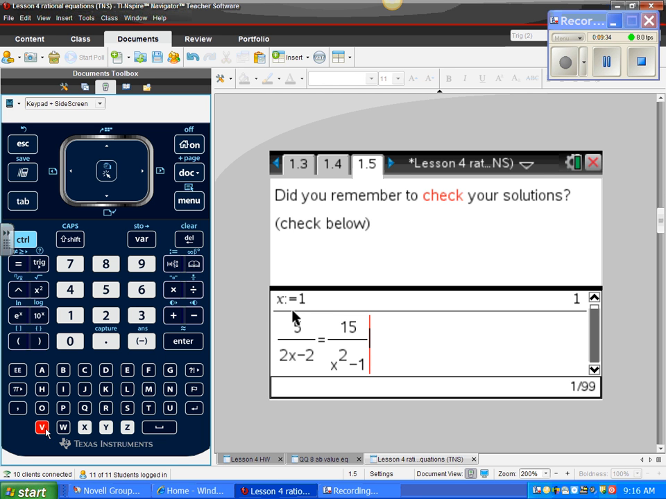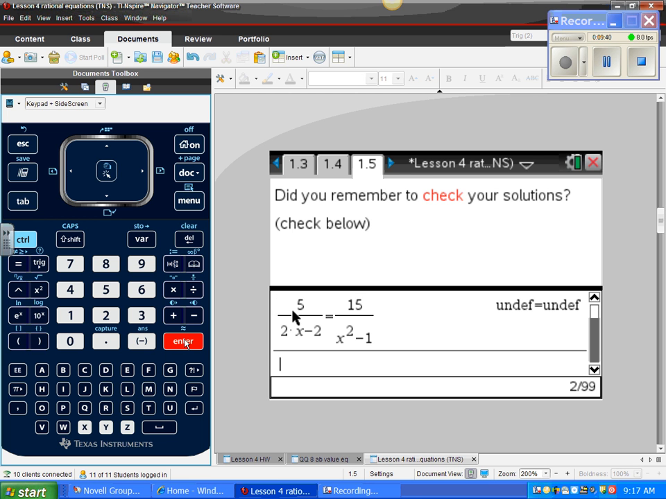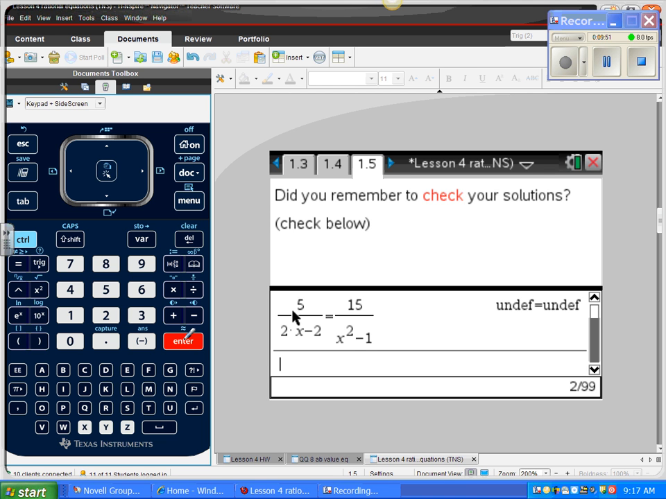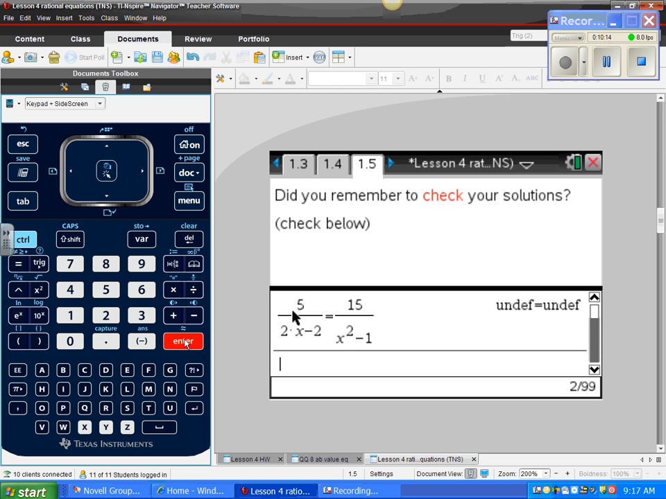Anybody need help? Swipe and click, and hit enter. What happens? Yeah, undefined equals undefined. We have a problem, don't we? We can't have it because what does undefined mean? We're talking about fractions. What's undefined? Yeah, you get a vertical asymptote, absolutely, but what does it mean? There's a 0 in the denominator, okay? So that means at the value of 1, my functions don't exist. So can 1 be an answer? No, so I have to reject it, right? So I'm rejecting 1 because it makes my functions undefined.